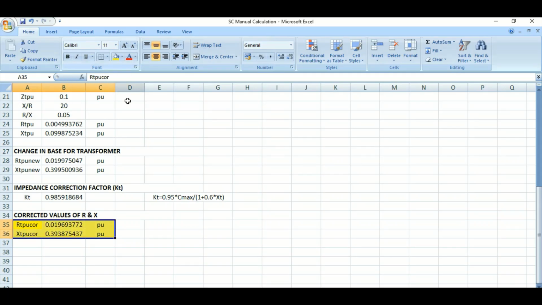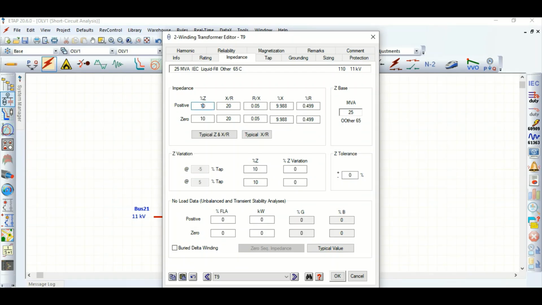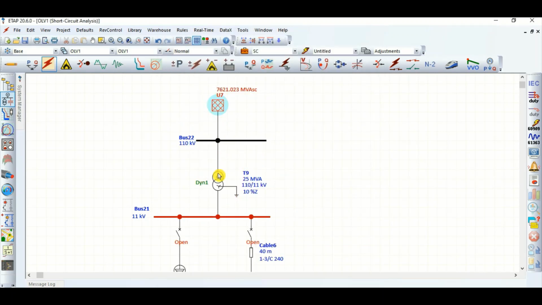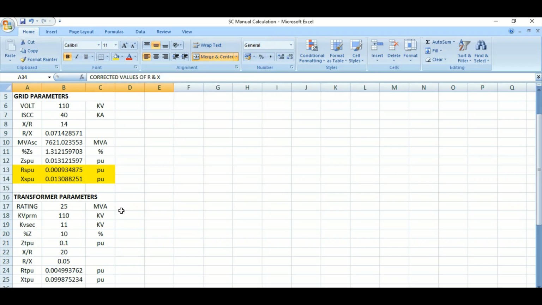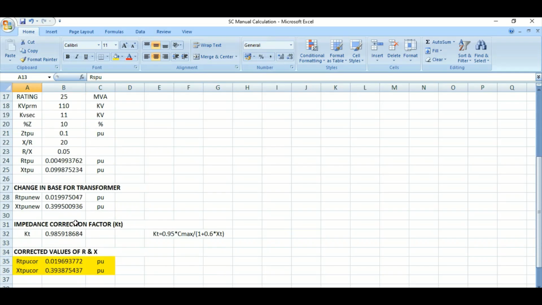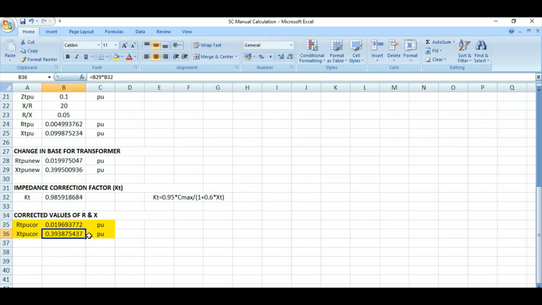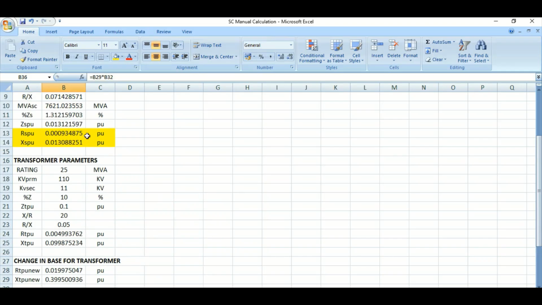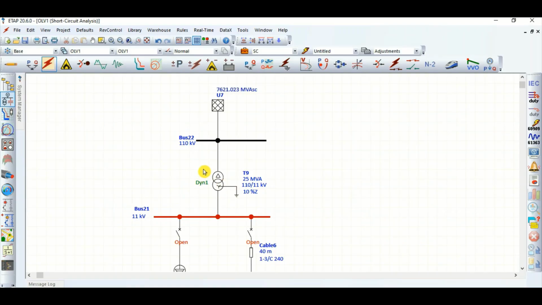So let's highlight this value also, because the transformer and this grid are in series. As seen from this 11 kV faulted bus, the source grid and this transformer are in series. So we need to add the grid R value with the transformer R value, and the grid X value with the transformer X value, because these are now considered on the common base of 100 MVA. So this transformer part is also completed now, right?